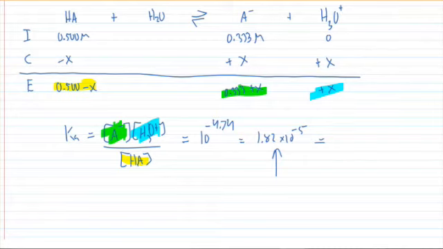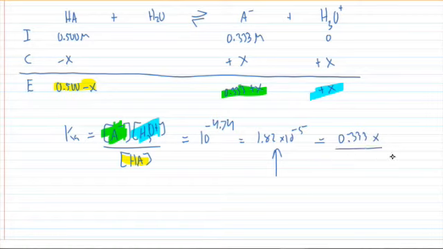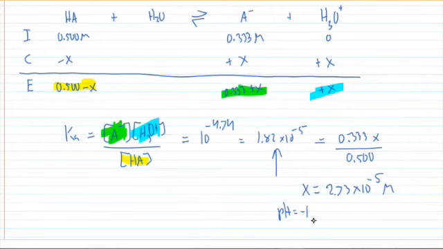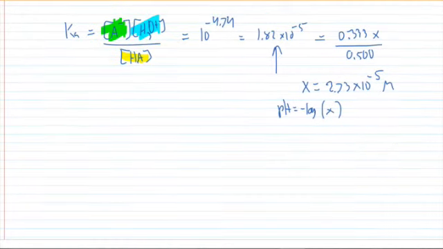So what we do is we plug in and say, well, now this is Ka, 0.333 times x over 0.500. And when we solve for x, by rearranging terms, we should get 2.73 times 10 to the minus 5 molar for our concentration of H3O plus. If we take the negative log of that, pH is negative log of this number here, 2.73 times 10 to the minus 5. Punch that in the calculator, you should get that pH is 4.56 for our buffer solution.